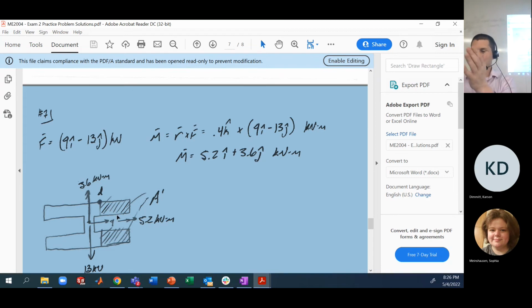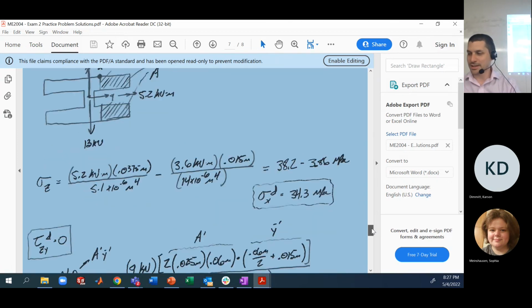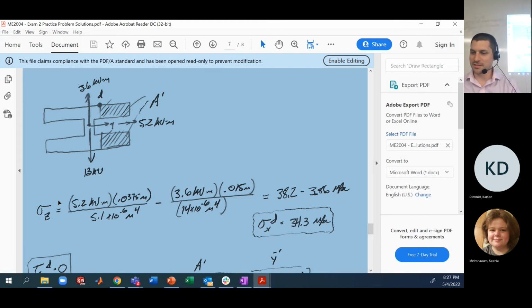This 3.6 kilonewton meters, if I think about extending this out of the page and bending around, is going to give us compression at D. Now, when I think about this 5.2 kilonewton meters, if I pull this out of the plane and think about tilting that upwards, that is also going to provide compression at D. So when it comes down to calculating the stresses from each of these, we should see negative signs in both cases, which I've messed up here.